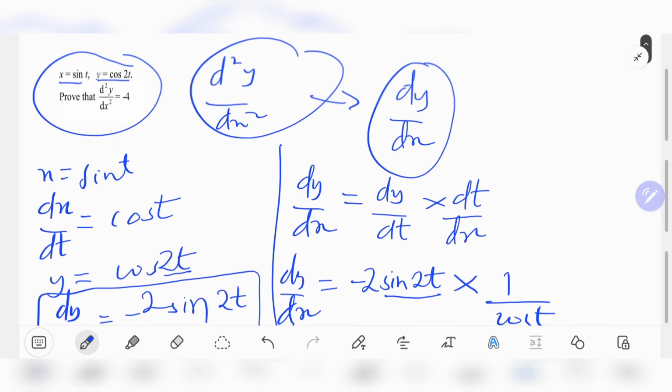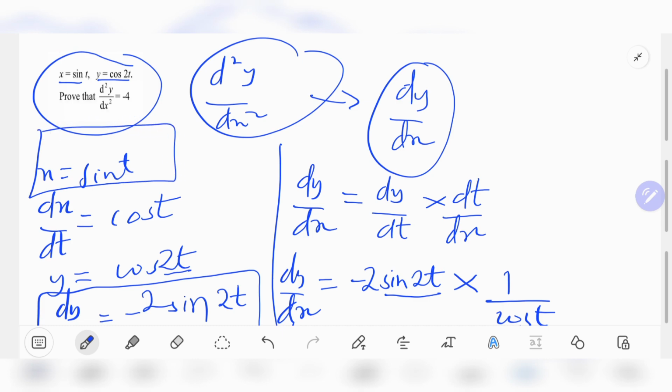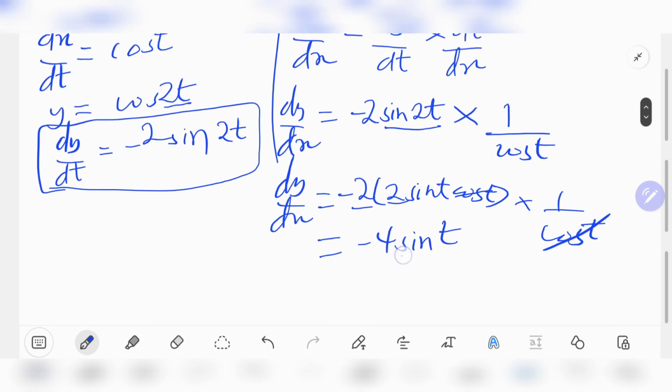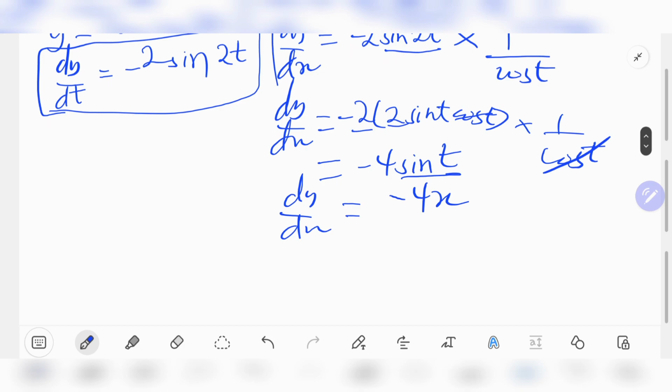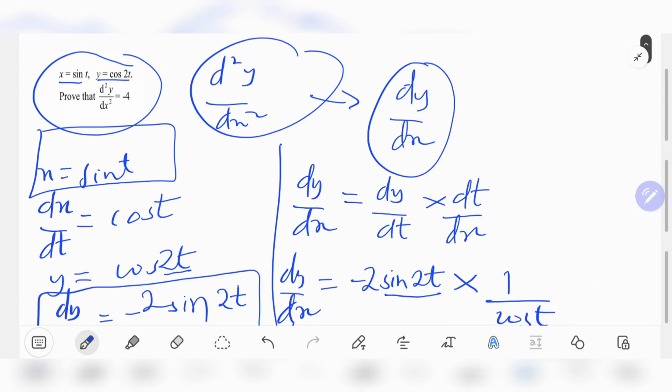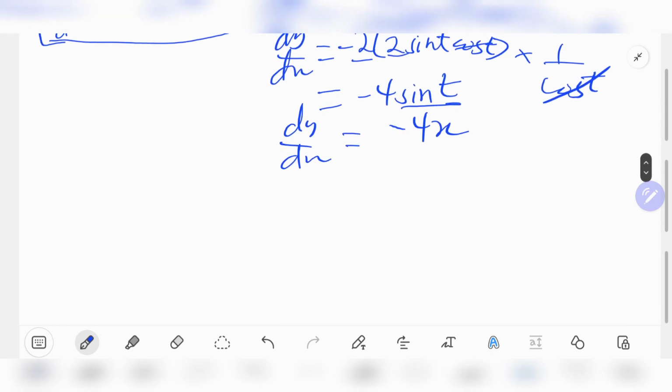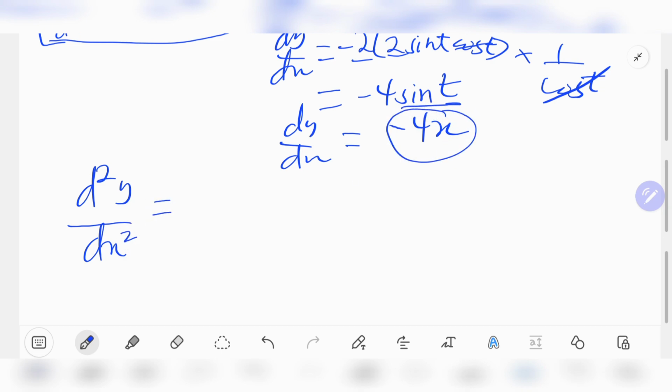Now remember from the question that x is equal to sine t, so we can replace this sine t with x, and our dy dx is going to give us negative 4x. Since we now have dy dx, we can proceed to find the second derivative of y with respect to x, that is d squared y over dx squared. If you differentiate negative 4x, you are going to get negative 4. The x will just vanish, and then I get negative 4. So this is basically how you can go about the question.